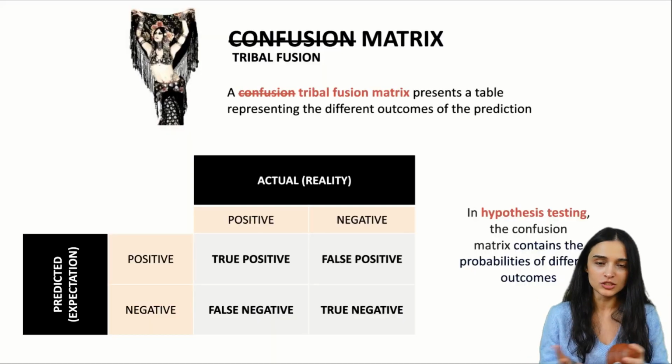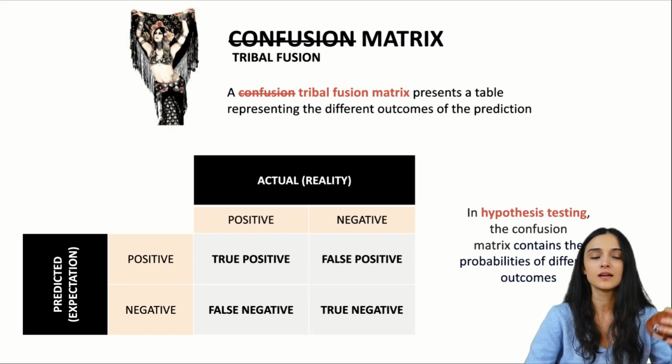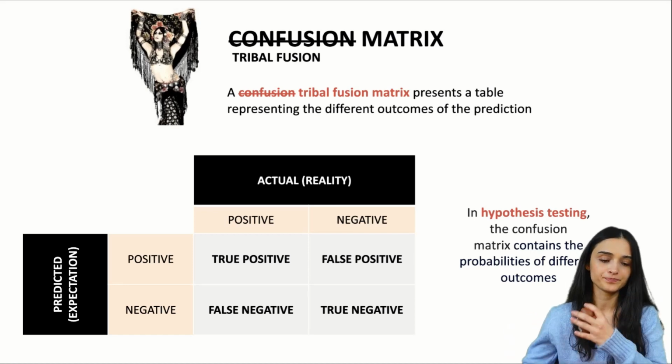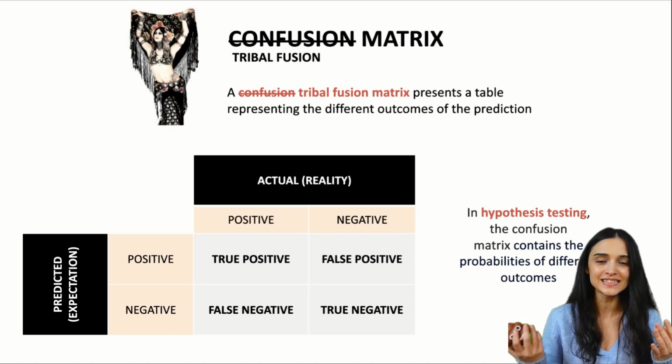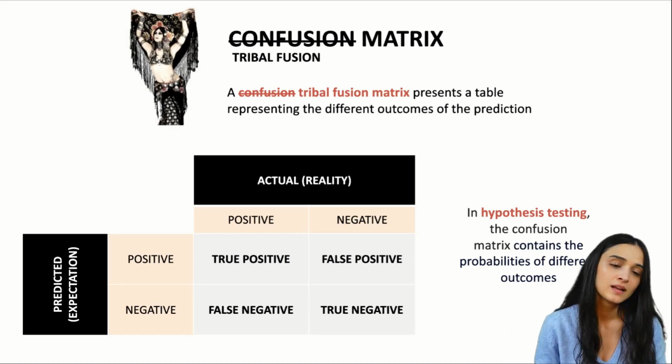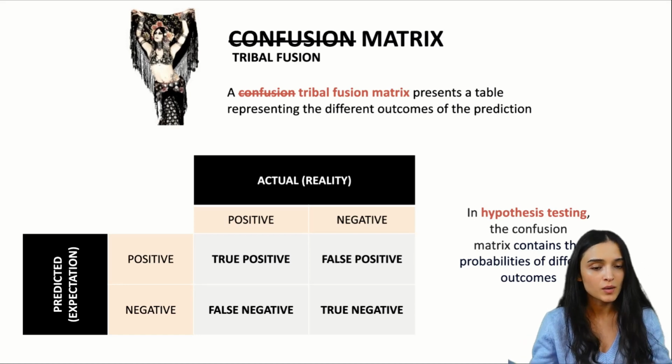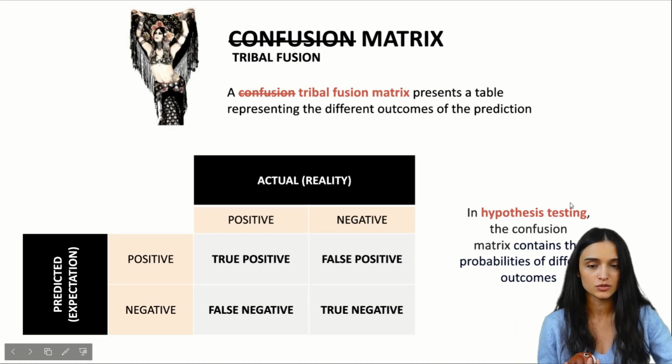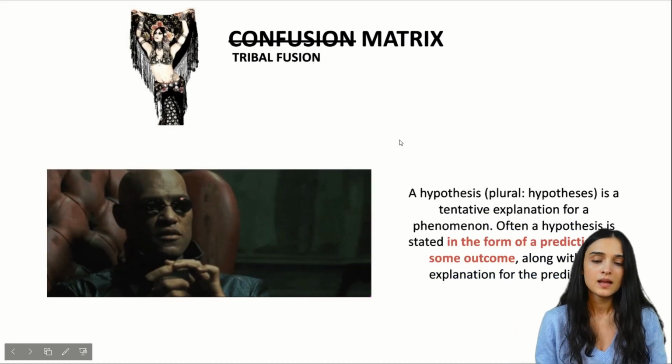This matrix presents a table representing different outcomes of prediction. Of course, this is used for machine learning as well, but in psychology, usually it's used in statistics, where we are focusing on hypothesis testing. Which brings up the question, what do we mean by hypothesis? Just a brief explanation of what it means.